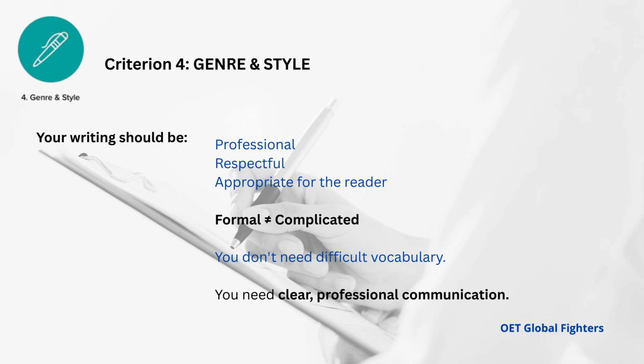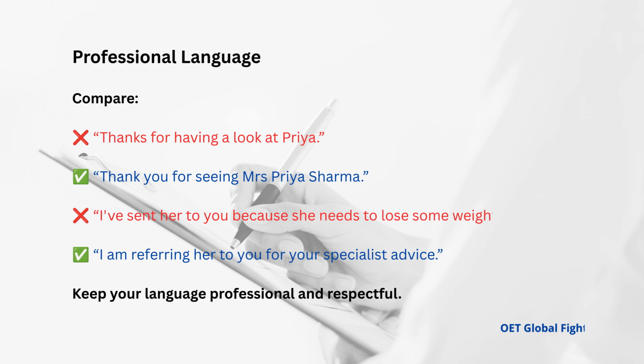Now, formal doesn't mean complicated. That's a very important distinction. Formal doesn't mean, let's use the most complicated vocabulary we possibly can. No, formal means professional, polite, respectful, and appropriate. Let's look at one of the examples. Informal: Thanks for having a look at Priya. Formal: Thank you for seeing Mrs. Priya Sharma. The second version sounds more appropriate for professional communication.